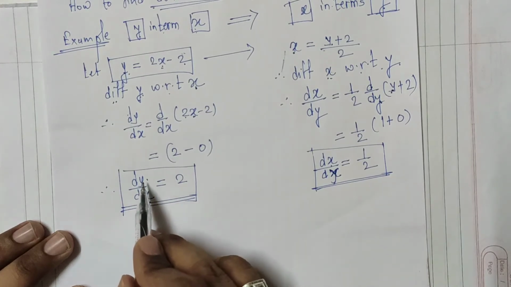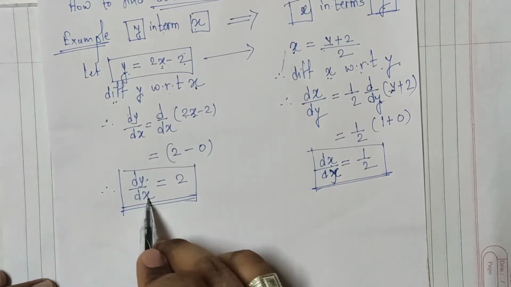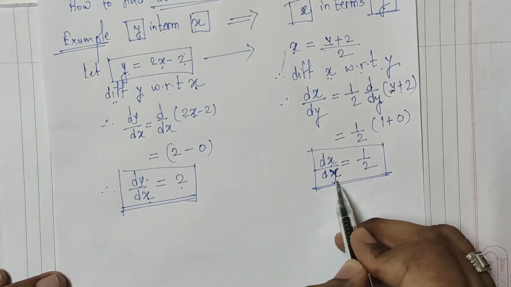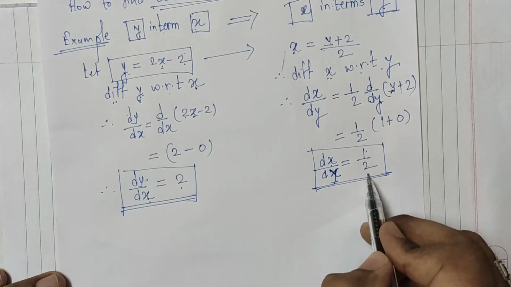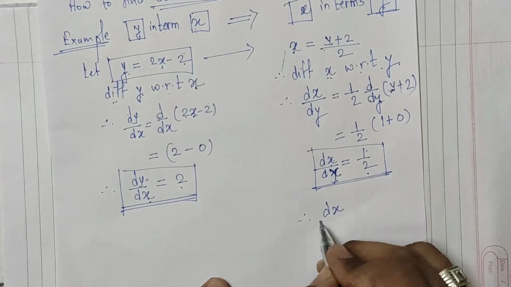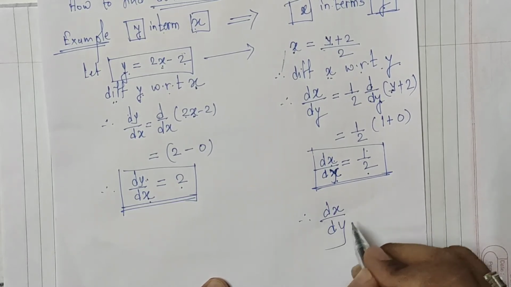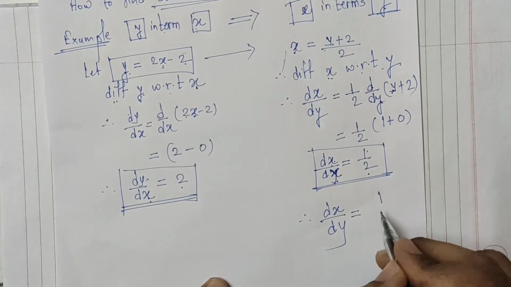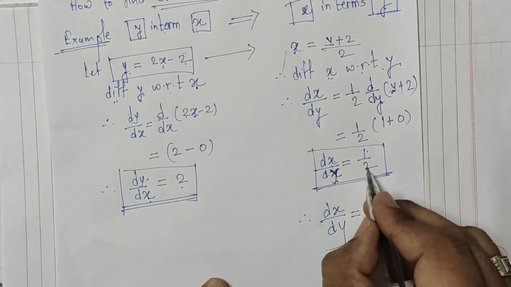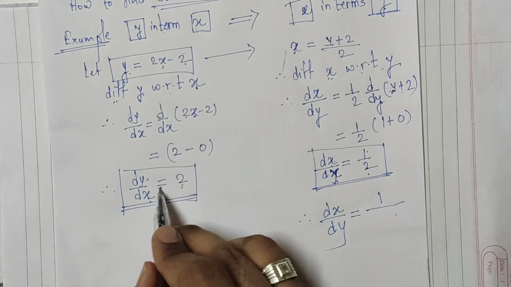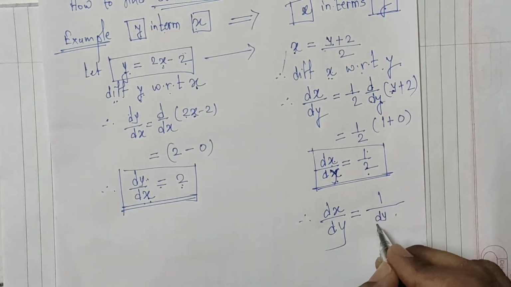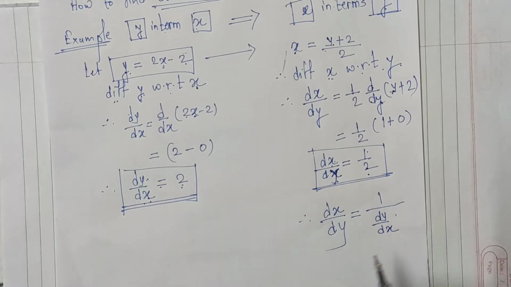Yes, whenever you find the derivative of y with respect to x, your answer is 2, and whenever you find the derivative of x with respect to y, its answer is 1 by 2. Can we write the derivative of x with respect to y as 1 upon 2? What is the value of 2? Can we replace 2 with dy upon dx? Yes, 2 replaced by dy upon dx.